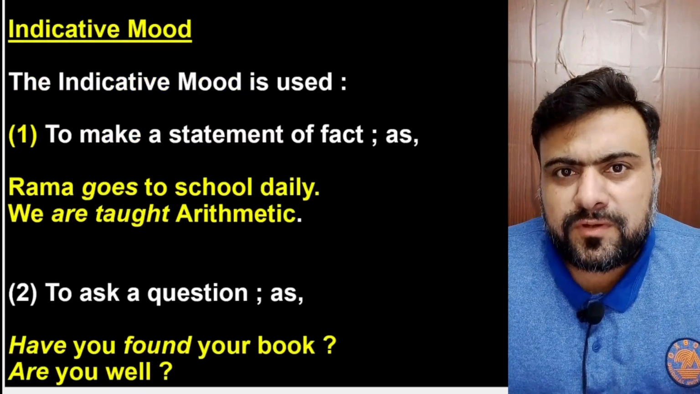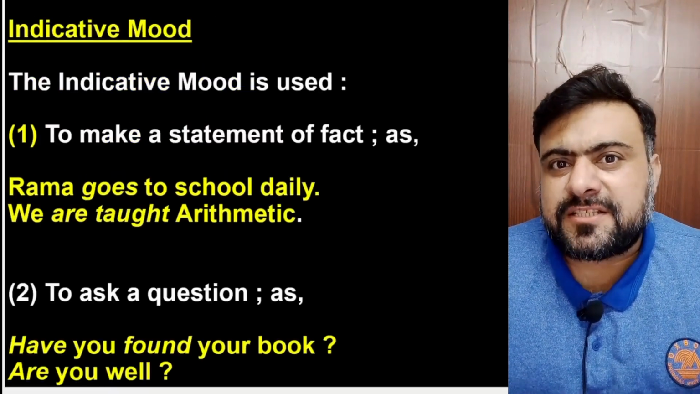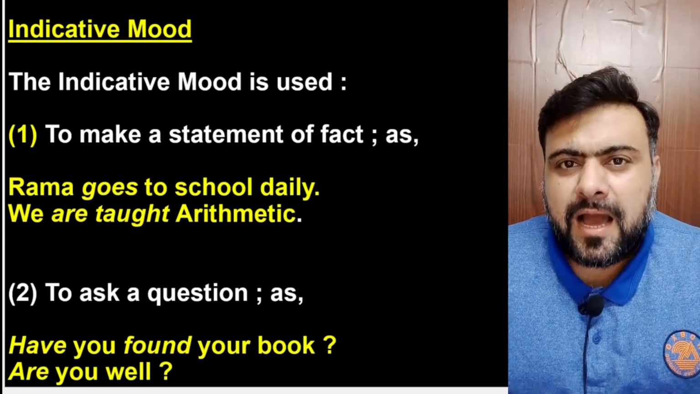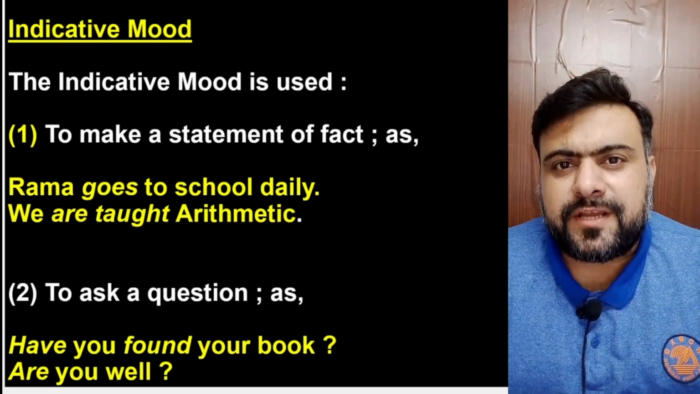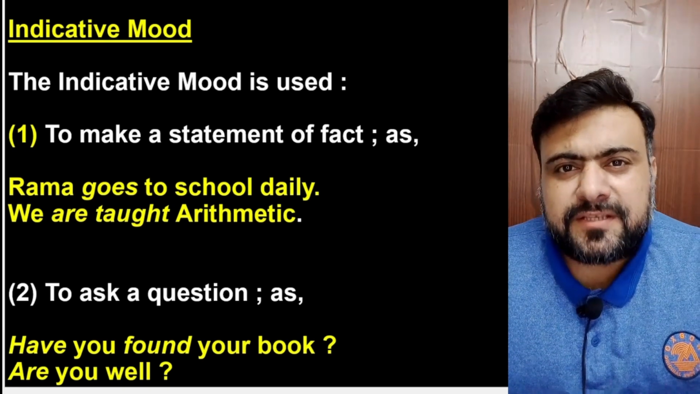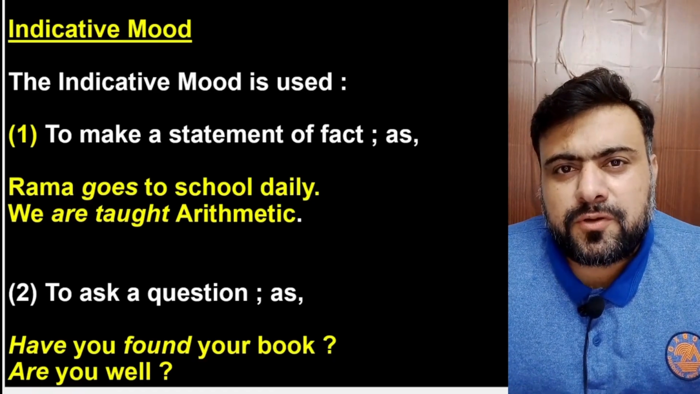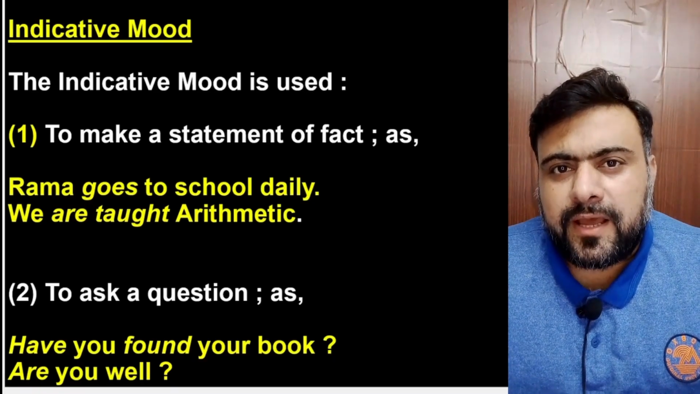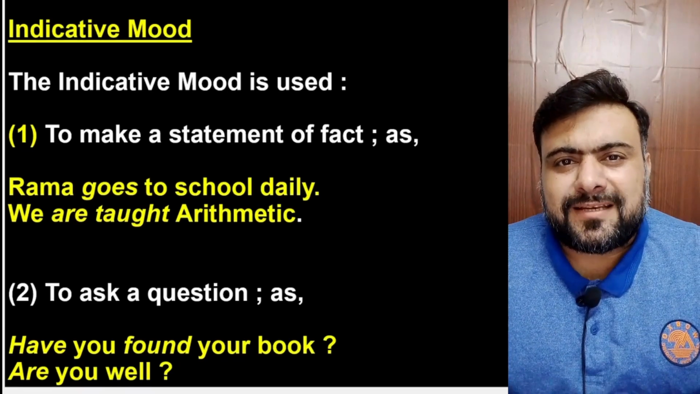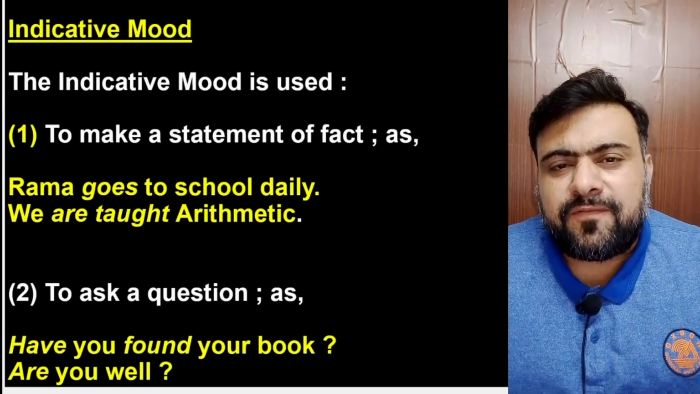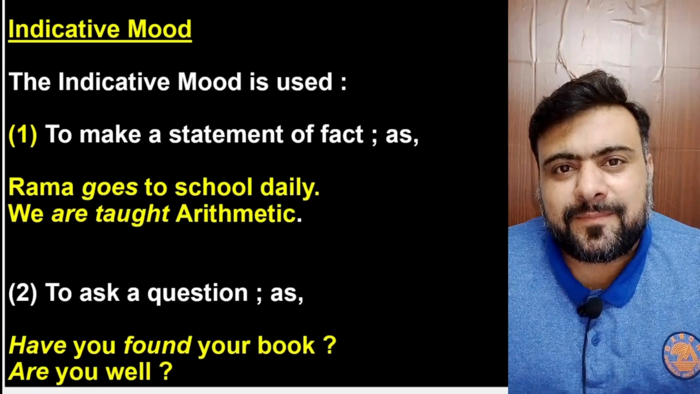The indicative mood of the verb, as we said, makes a statement of fact. But how is it used? In what ways is it used? First, it makes a simple statement of fact. For example, Rama goes to school daily. We are taught arithmetic. These two sentences are statements of fact. A fact has been stated.